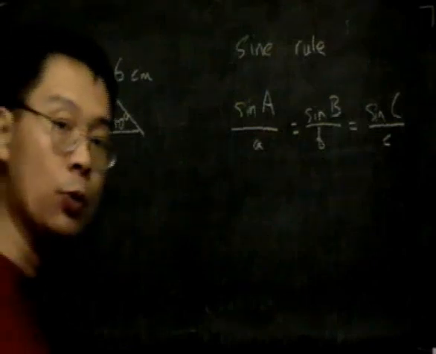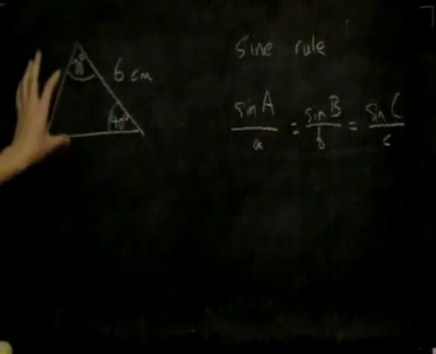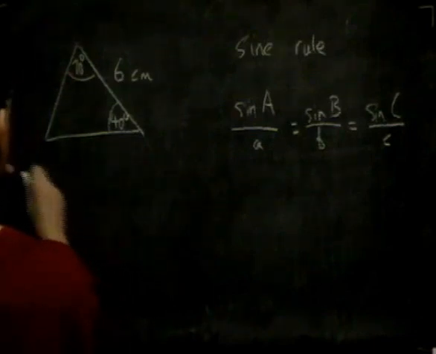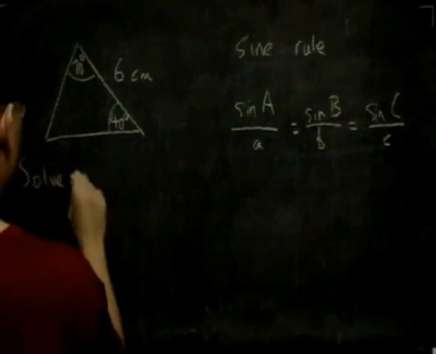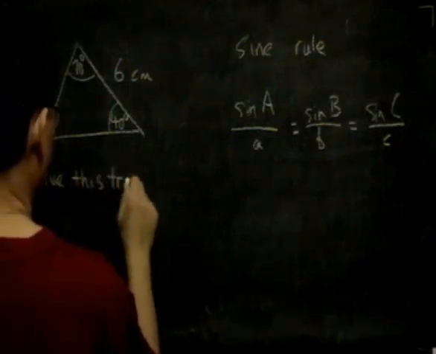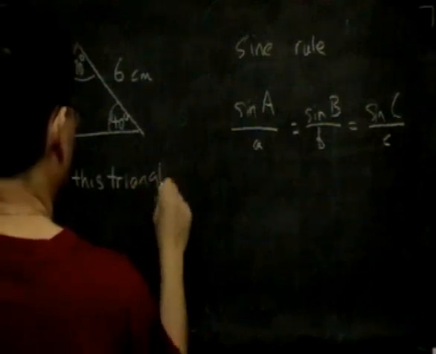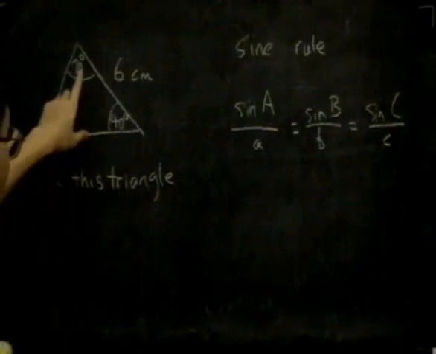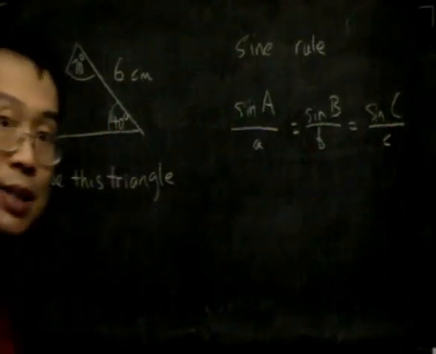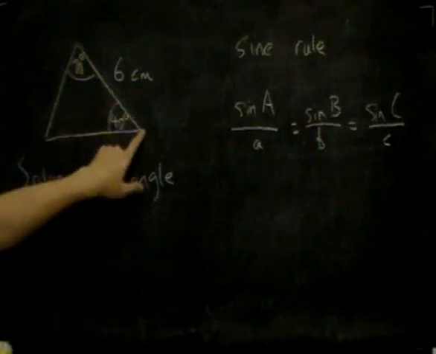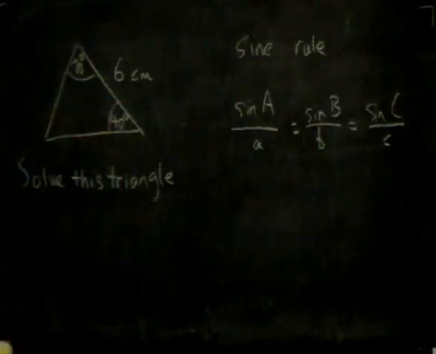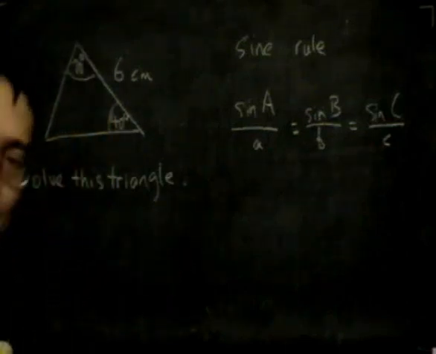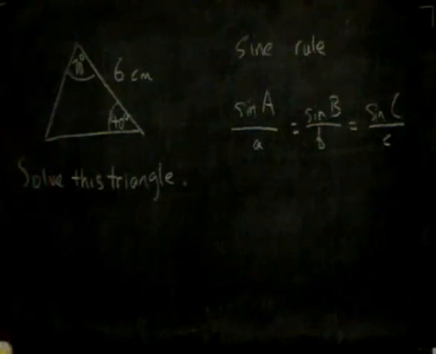So suppose we have this question. Solve this triangle. We are given a triangle in which two of the angles are 70 and 40 degrees, and one side is 6 centimeters. And the question is to solve this triangle. Now, what exactly does this mean, to solve the triangle?